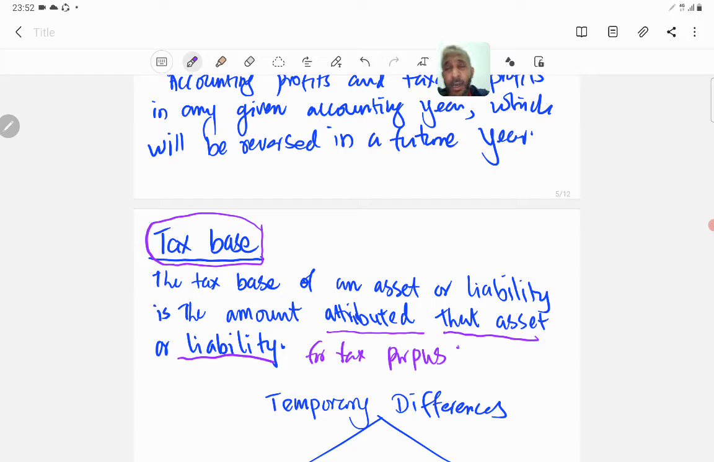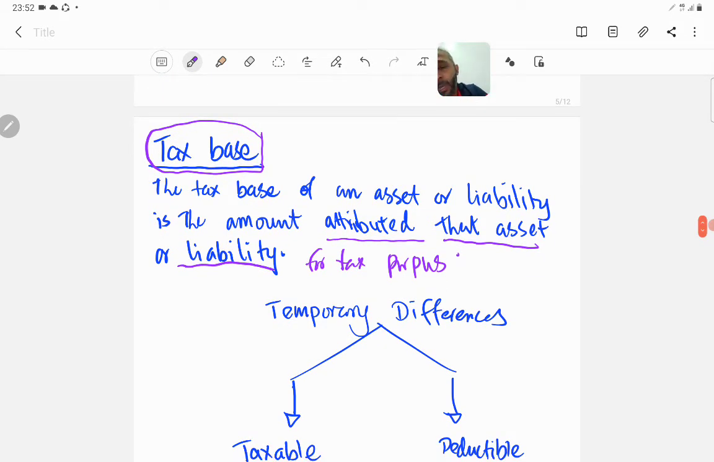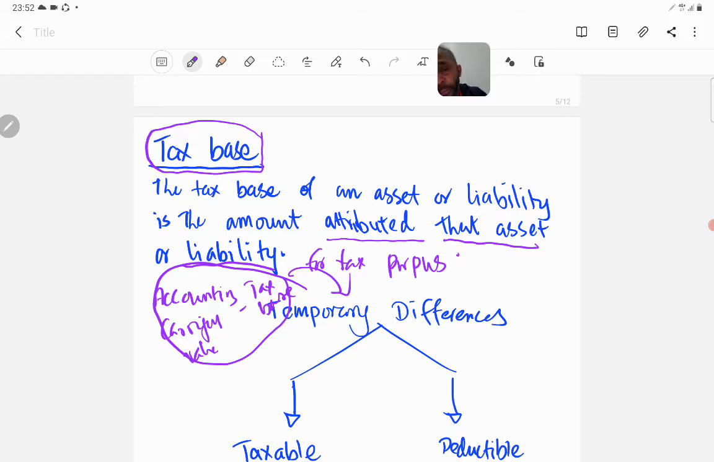Finding out the difference between the accounting carrying value and the tax base will result in a temporary difference. Now, when I have accounting carrying value minus tax base, this will result in temporary difference.